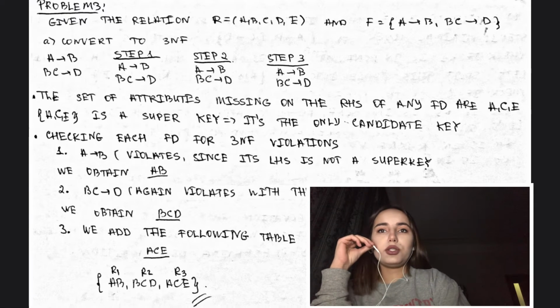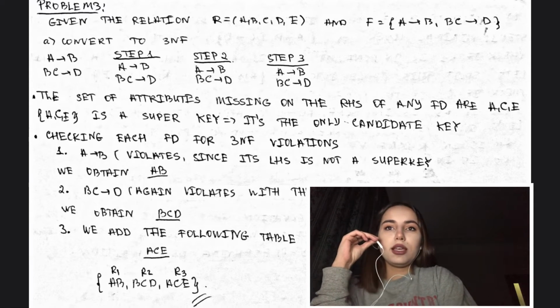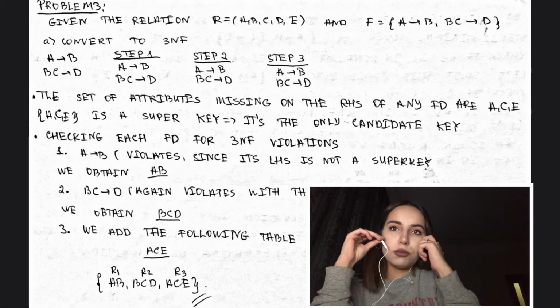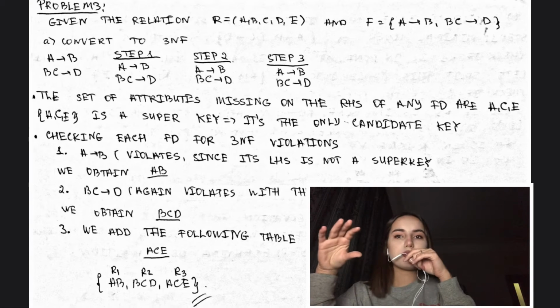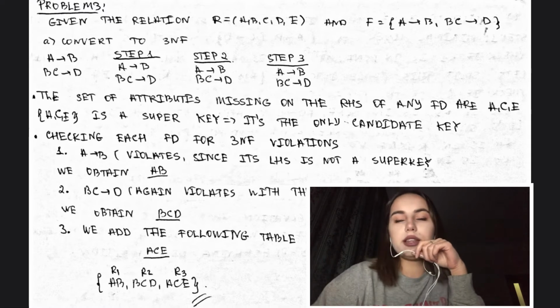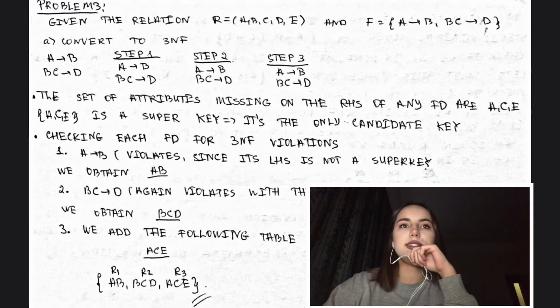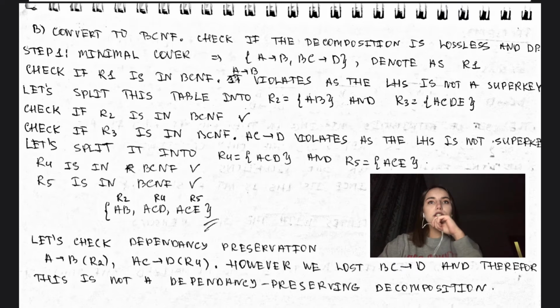Then we add to the normalized 3NF table set the table containing our candidate key, which is ACE, and we achieve the set of our subrelations R1, R2, and R3 that contain AB, BCD, and ACE. So that's that for part 1.